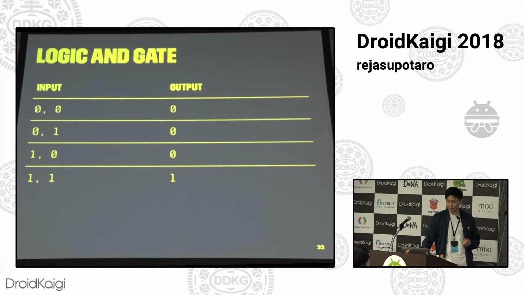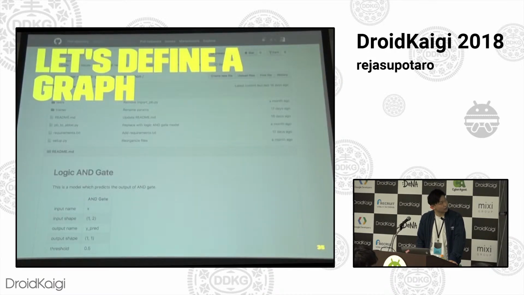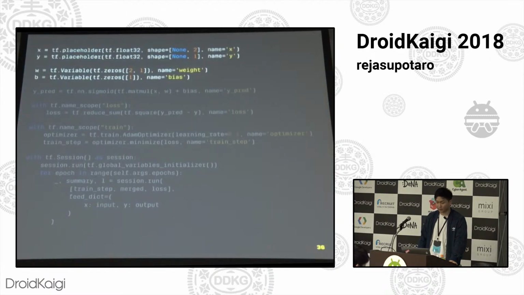The model outputs values following this rule. If we plot the data, the output looks linearly separable. A simple model will be enough. So let's define a graph. First, define placeholders and the variables. Variables are initialized with 0.